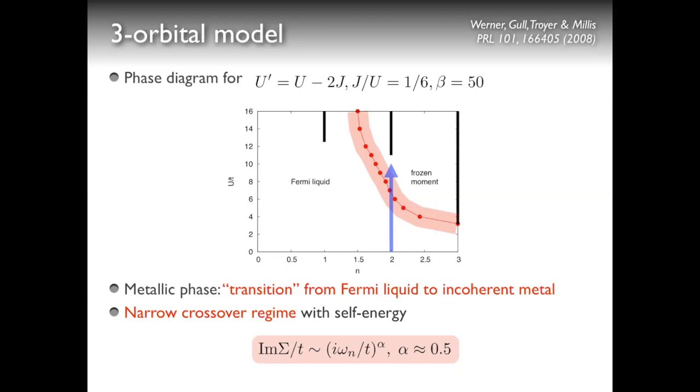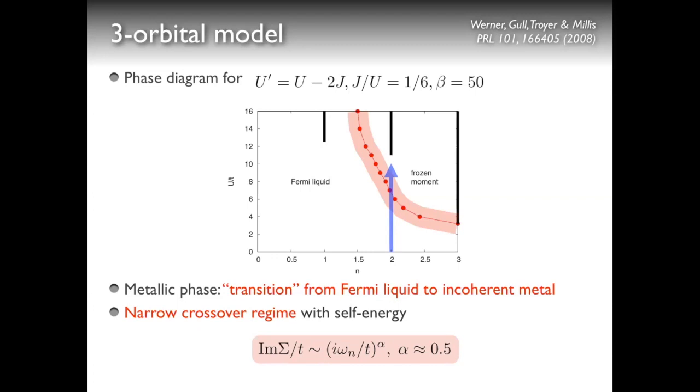But what was more interesting to find in that study was that inside the metallic phase, the white part of this phase diagram, there seems to be some kind of transition, or at least a sharp crossover between a conventional Fermi liquid metal at weak interaction or small filling, and a very incoherent metal with frozen magnetic moments. And even more interestingly, along this crossover line, the system exhibits very peculiar non-Fermi liquid exponents, namely a self-energy which varies like the square root of frequency.